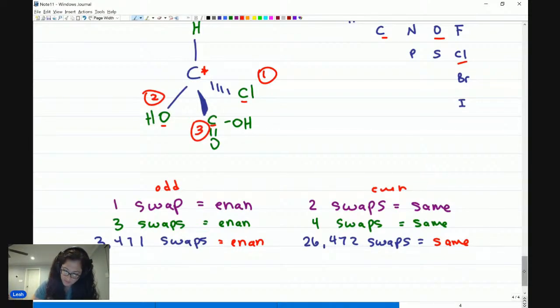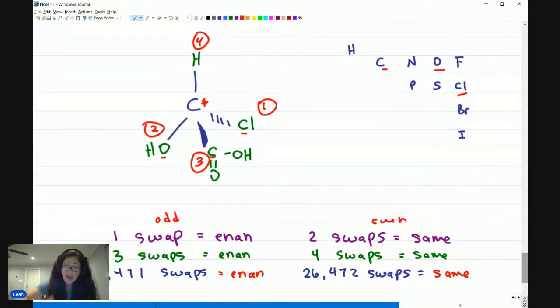Let me prove it to you. The key is, it doesn't matter what I swap. You notice I just randomly grabbed 2 substituents and pulled them off. It doesn't matter what they are, so long as I count how many swaps I do.